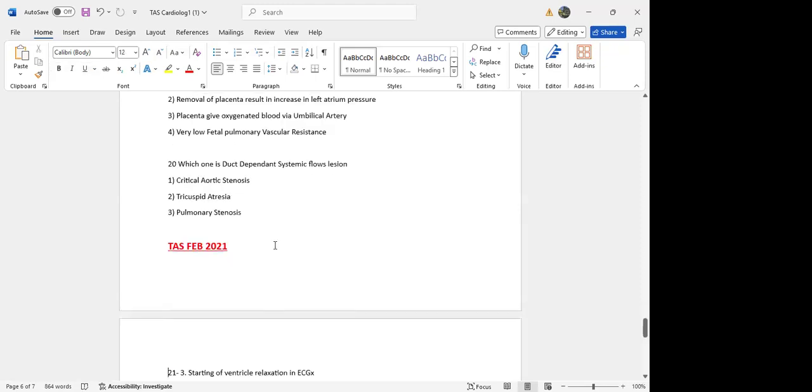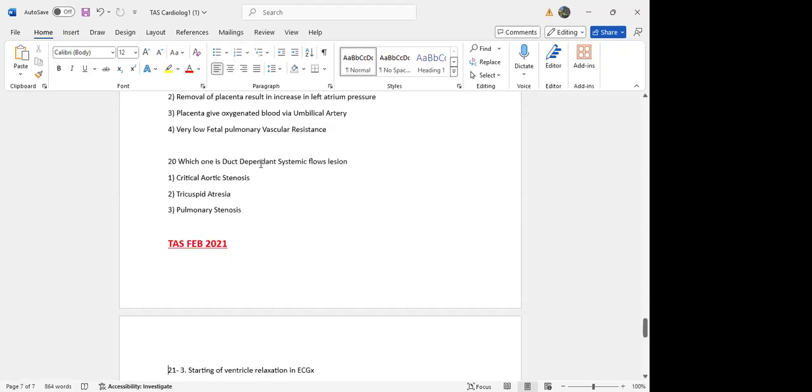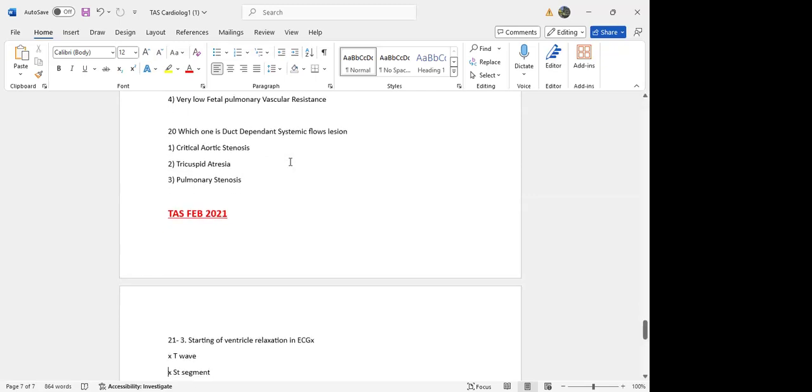Which one is the duct dependent system? Now they are talking about duct dependent or systemic flow problem. So which is the duct dependent systemic flow lesion among these? Critical aortic stenosis. It is critical aortic stenosis.